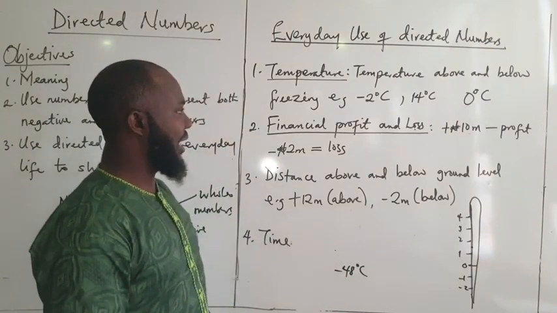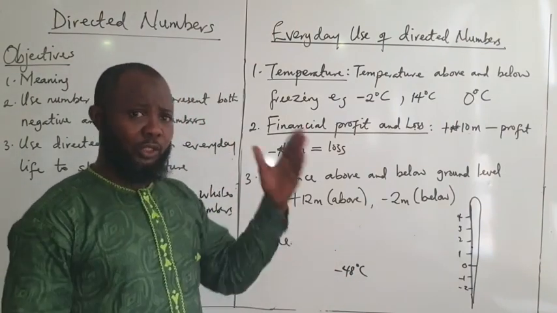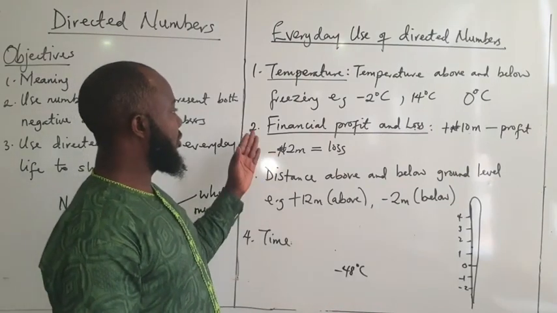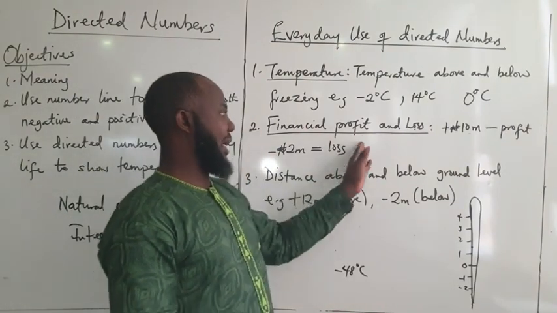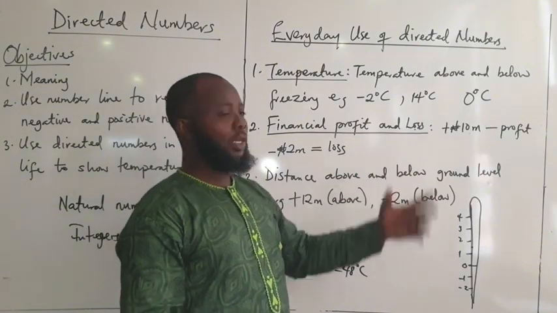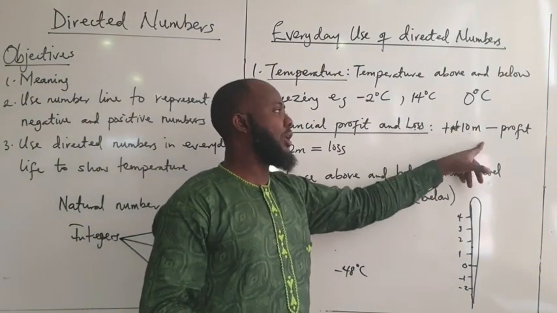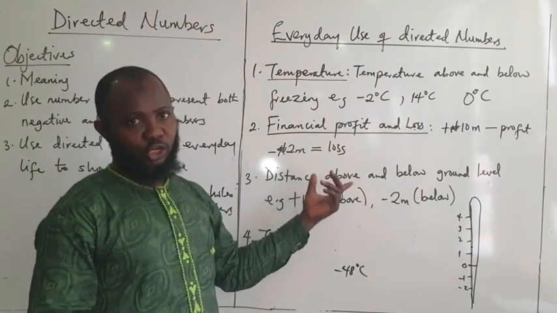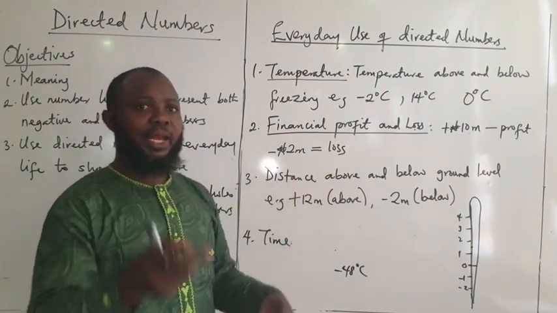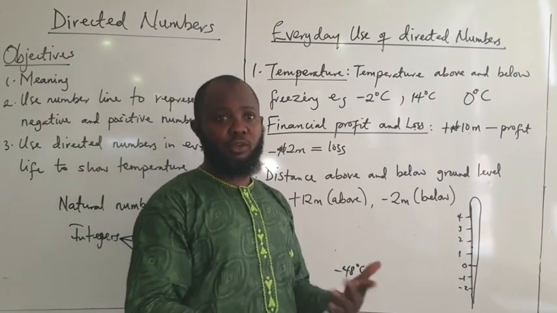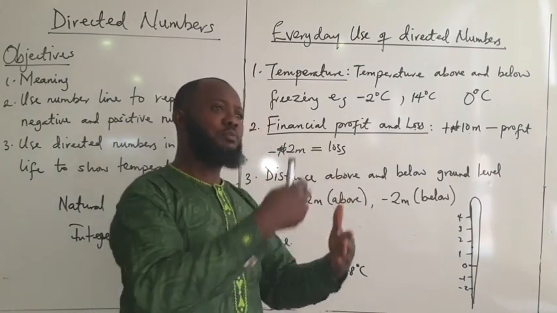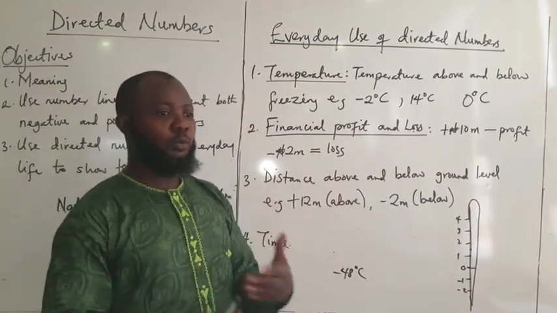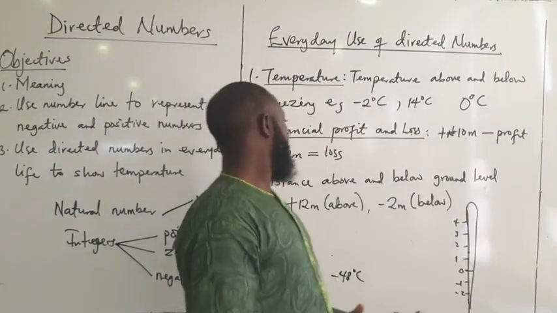Then financial profit and loss. So we also use negative and positive number to depict profit and what? Loss. So for example, a company can write plus 10 million profit or negative 2 million, that is loss. So negative means loss. And at the same time, in mathematics, when you are interpreting something, negative means that you are owing, that is loss. So positive means that you what? You have. So we can as well use that.